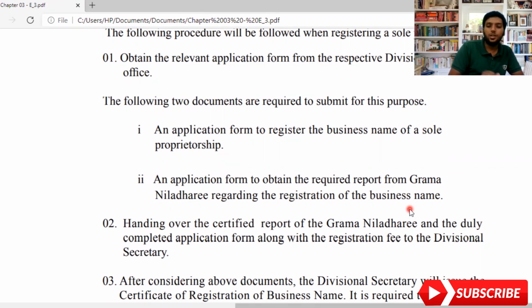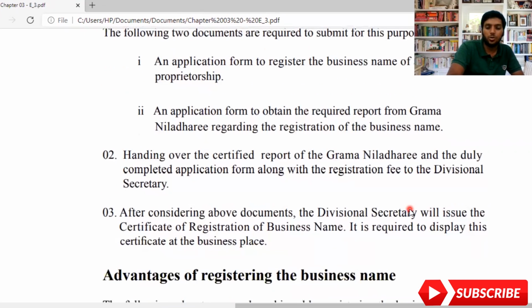Not a problem. Handing over the certified report of the Grama Niladari and the duly completed application form along with the registration fee to the divisional secretary. So once you are done with the application form and getting the report from the Grama Niladari, you need to go and hand over to the divisional secretary the Grama Niladari report and the initial registration form, and pay the amount they are asking. After considering the above documents, the divisional secretary will issue the certificate of registration of business name. So if your business is being registered, they will consider it and they will give you a certificate of registration under your business name.